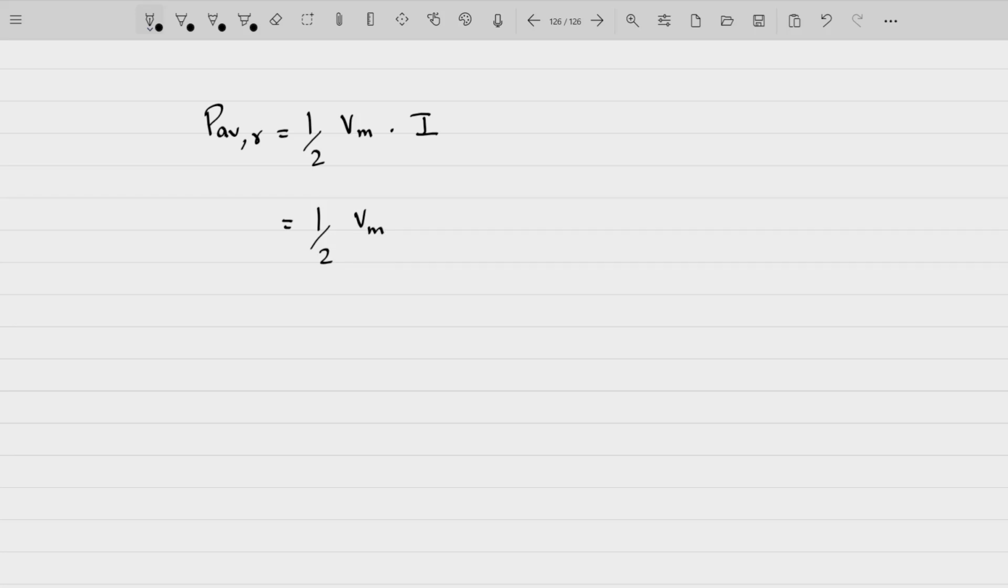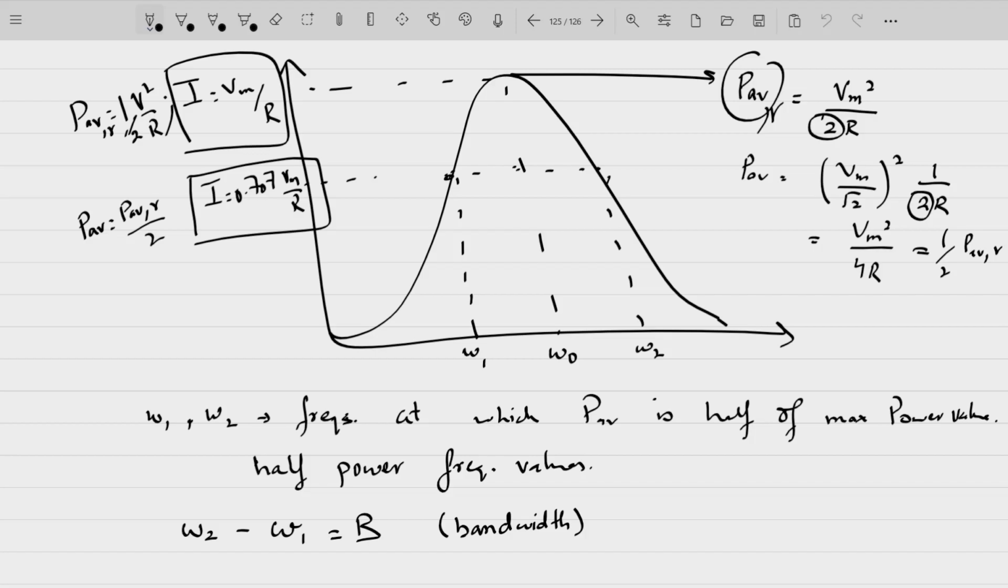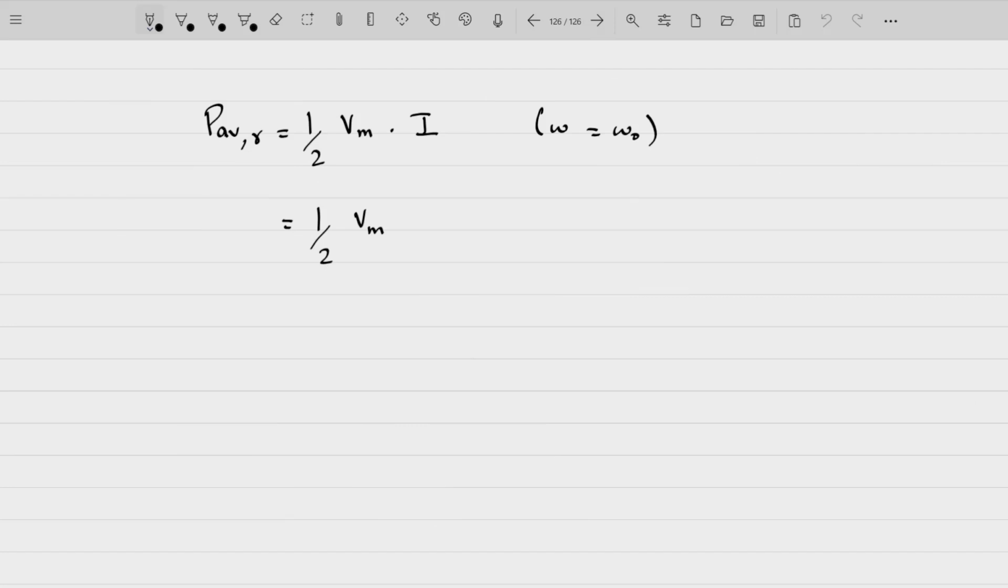Now this is only valid at the time when omega is equal to omega naught. Now on either side of this omega naught curve, the value of current is decreasing. If we are assuming this to be a symmetrical curve, then on either side of this frequency, there will be a value of current equal to 0.707 Vm divided by R.